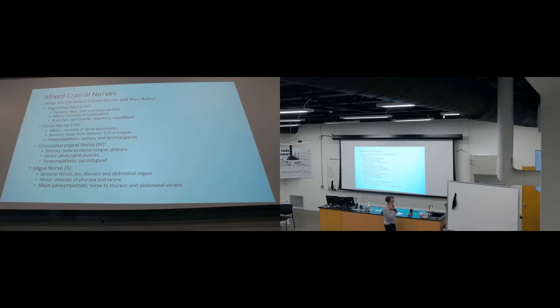Vagus nerve, or cranial nerve number 10, which is the longest cranial nerve, it's going to have some sensory information for the throat, ear, thoracic, and abdominal organs. Part of this will be, for instance, decreasing the heart rate, bronchoconstricting, so basically our bronchioles inside the lungs become smaller. Also increases the rate of digestion. So this is part of the rest and digest system, the parasympathetic system.